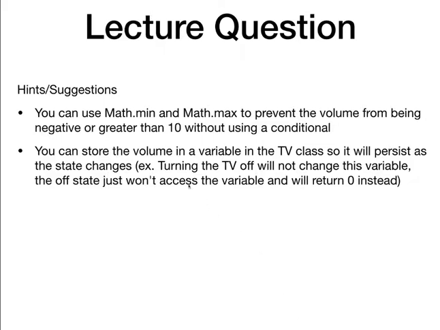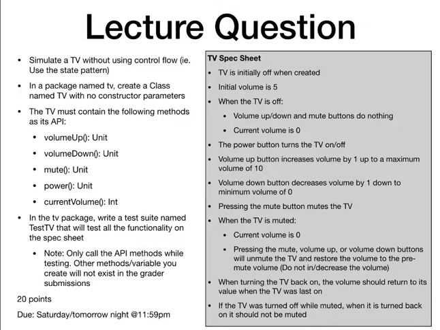And I already said it, but storing the volume in the TV class is going to be a lot easier than trying to store it anywhere else, specifically in a state variable. So when you turn the TV off, that off state shouldn't change the state of the TV at all. The TV should remember its volume when it was turned off and go back to that volume when it was turned back on. Just the off state won't necessarily access that variable in any way.